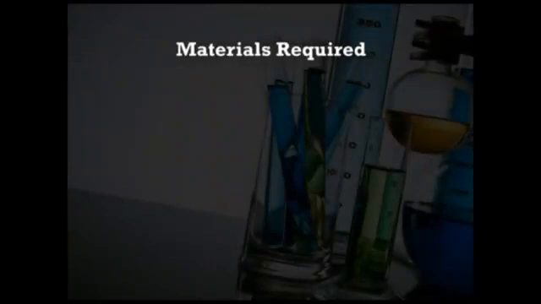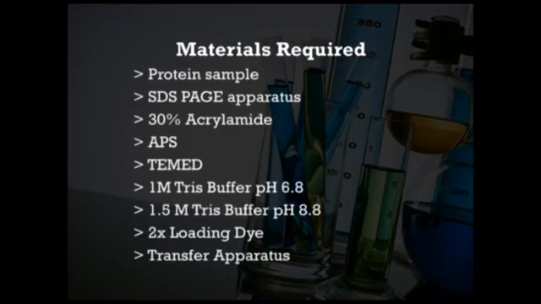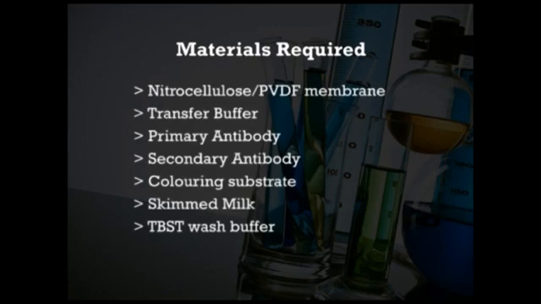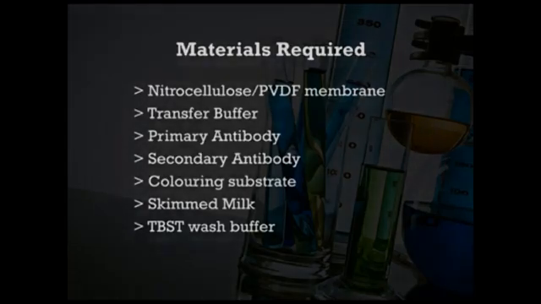In the experiment, some of the materials that are required are protein sample, SDS-PAGE apparatus, 30% acrylamide, ammonium persulfate, TEMED, 1 molar Tris buffer of pH 6.8, 1.5 molar Tris buffer of pH 8.8, 2x loading dye, transfer apparatus, nitrocellulose or PVDF membrane, transfer buffer, primary antibody, secondary antibody, coloring substrate, skimmed milk, TBST, wash buffer.